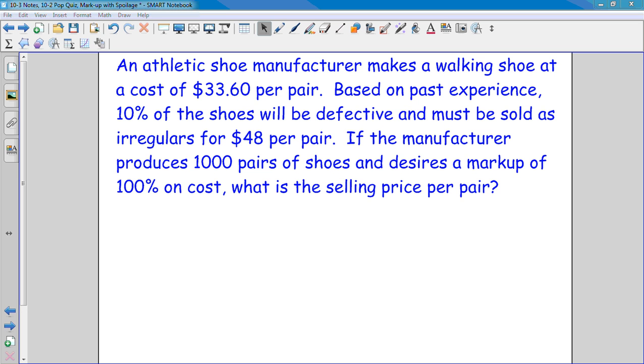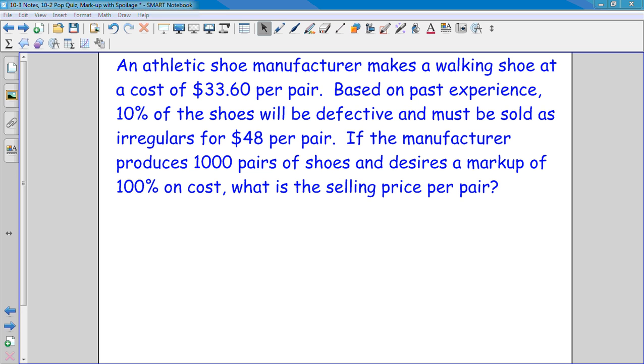Now, you have to understand what you're reading before you can start solving it. I have all these shoes. I know that 10% I have to sell at irregular cost. So basically clearance, or somebody switched the sizes or whatever. 10% of those are going to get sold at $48 per pair. How do I account for that?